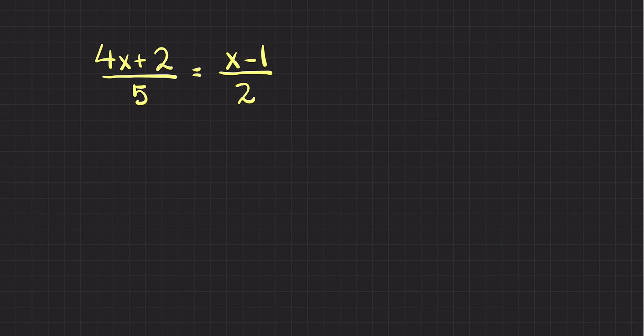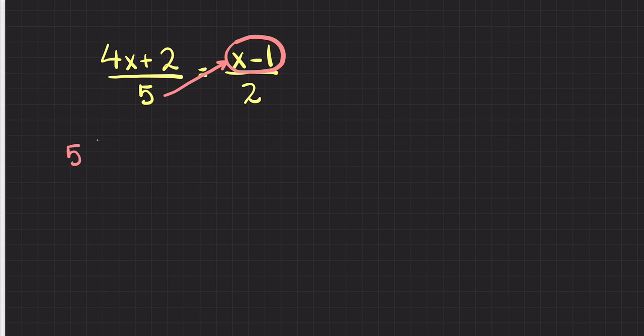I'm going to multiply the 5 times all of this. I need to multiply the 5 times the x minus 1. And how am I going to do that? By using parentheses so that the 5 multiplies not only the x but also the negative 1.